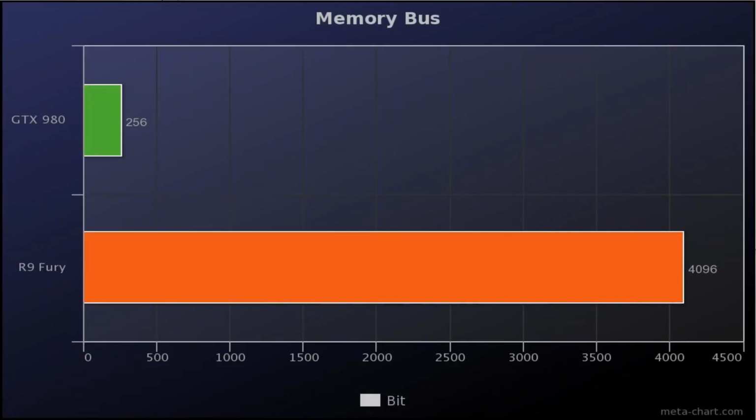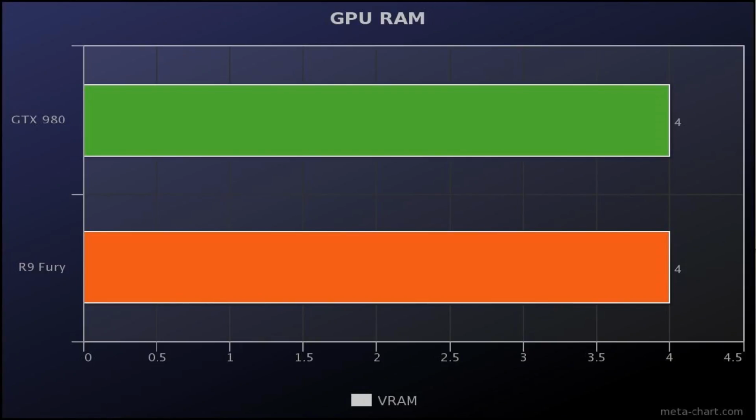The memory bus: the R9 Fury has a memory bus of 4096 bit, and the GTX 980 has only 256. So it means the R9 Fury is more powerful in the bit bus department. But again, we will look at the benchmarks. Now for the VRAM, both have 4 GB of VRAM, which is not sufficient for 4K gaming. Even if you want to play GTA 5 on a very high setting at 4K, you need 6 GB of RAM, but both have 4 GB.